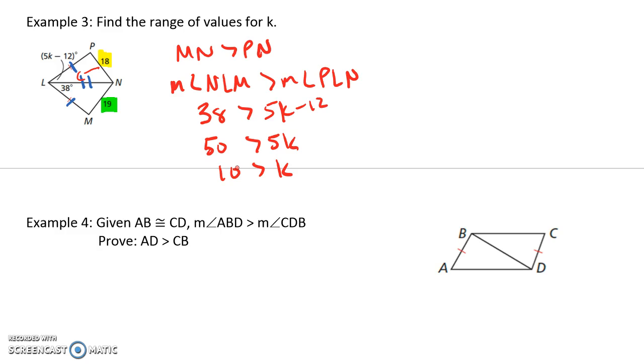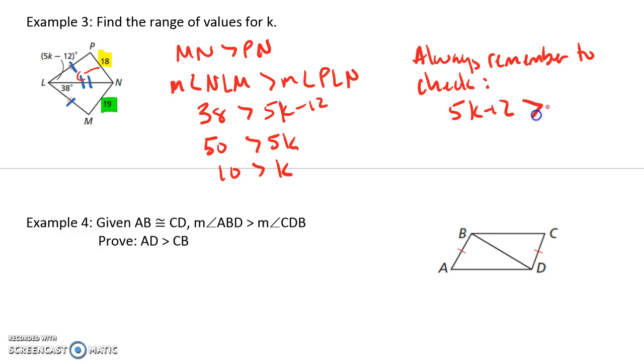So be careful. Always remember to check this right here, the given expression 5K minus 12, that has to be greater than 0. No angle should be less than 0, right? So check this inequality as well. So if 5K should be greater than 12, oops, let me clear that up again. 5K is greater than 12, and then just divide. So K should be greater than 12 over 5, right?